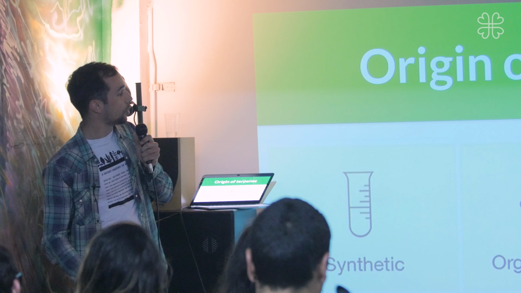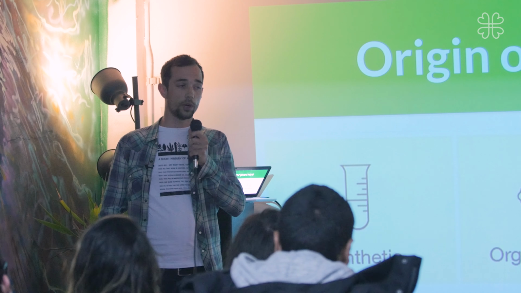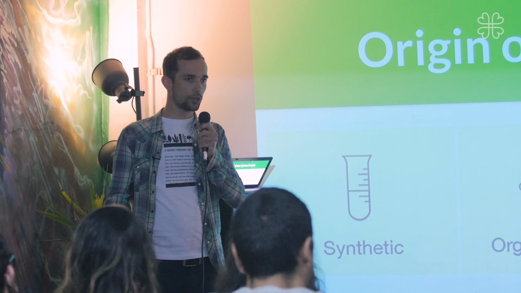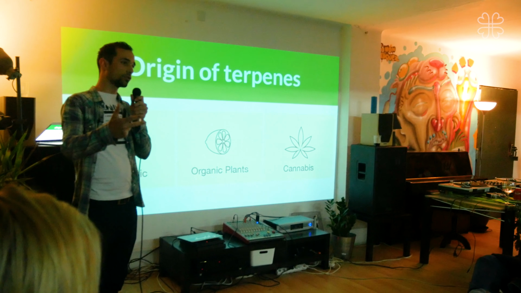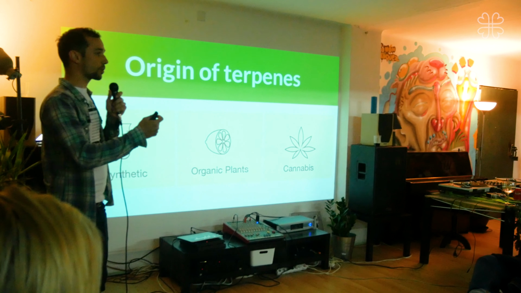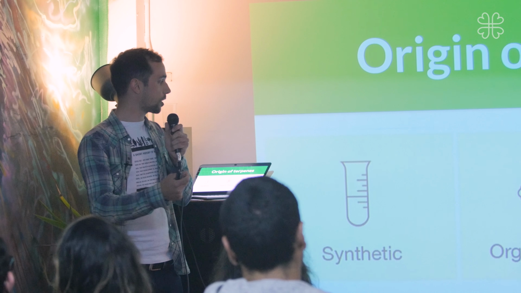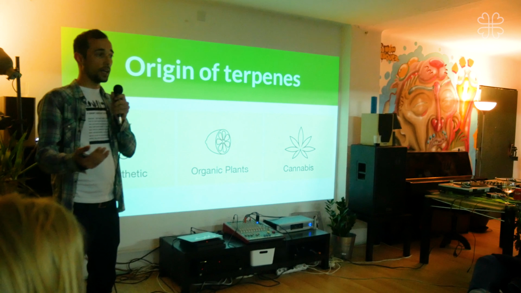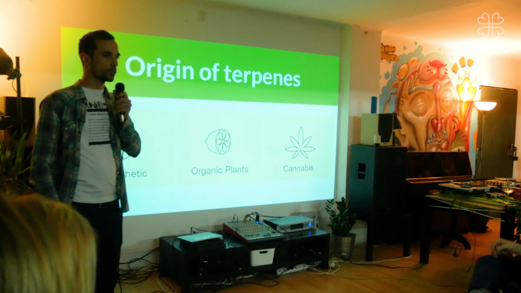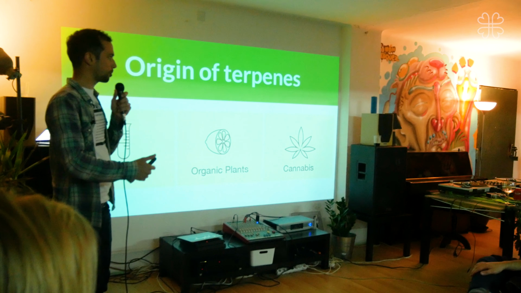So what's the origin of terpenes? When you have terpenes in a product, it can come from 3 different sources. It can come from a synthetic version of the terpene. It can come from organic plants. And it can come directly from the cannabis plant. So 3 types of terpene.